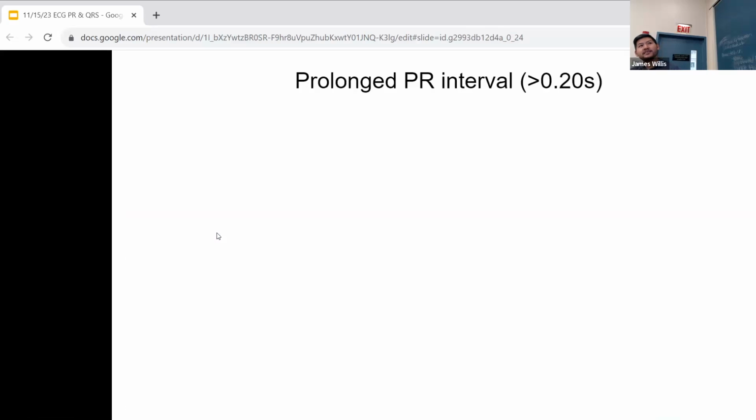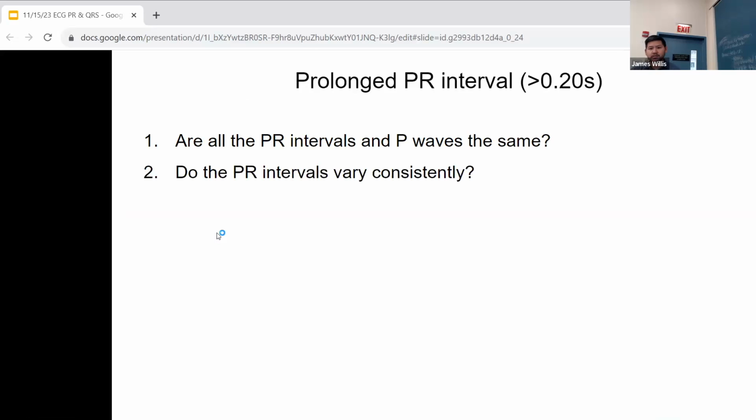Let's talk about prolonged PR intervals, and how to approach them. When you see a long PR, you ask yourself, is this sinus rhythm? You have to make sure you assess all the P waves in every lead. And are the PR intervals the same all the time or are they varying? If they're varying, then you have to go through the same algorithm.